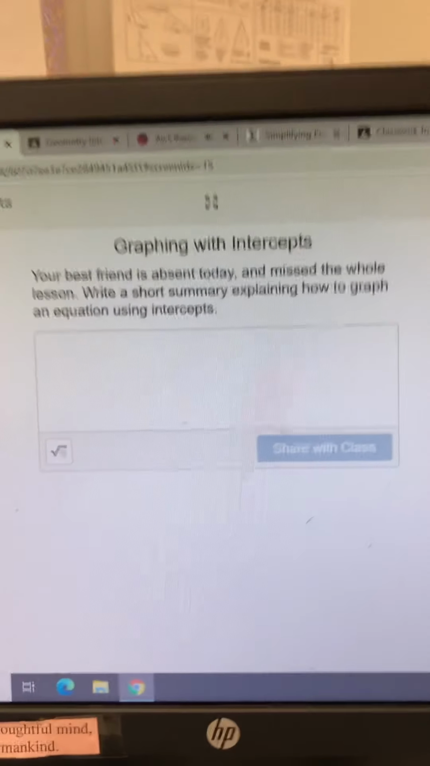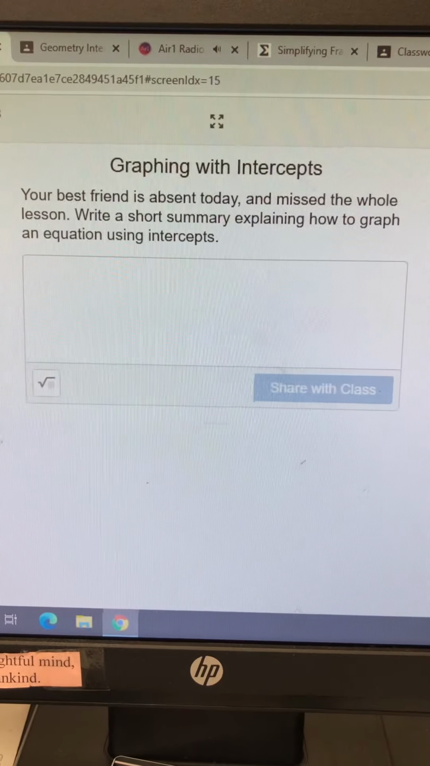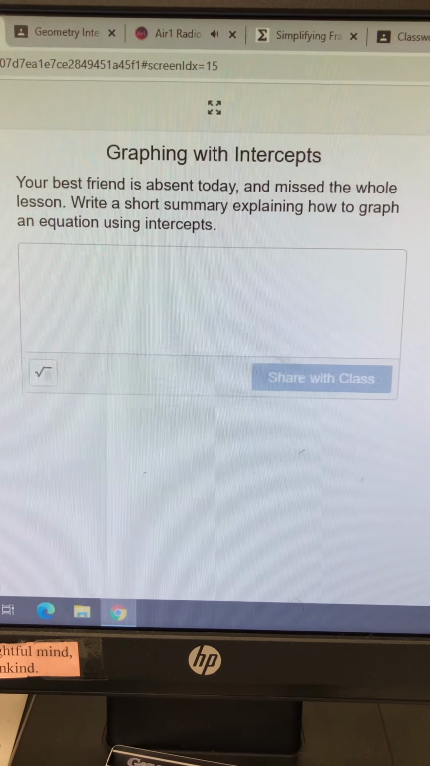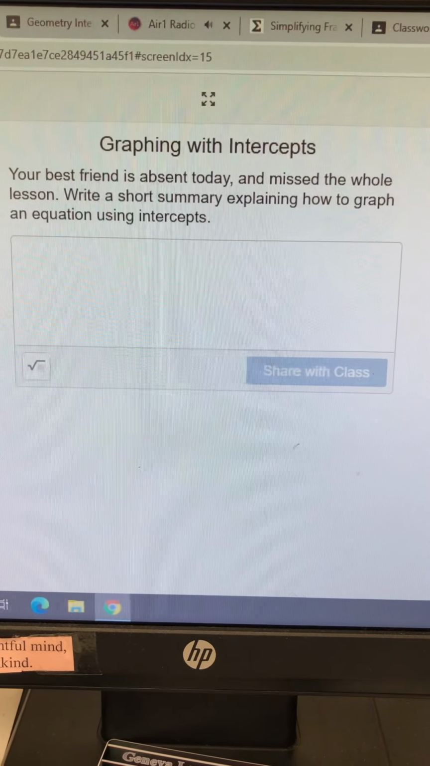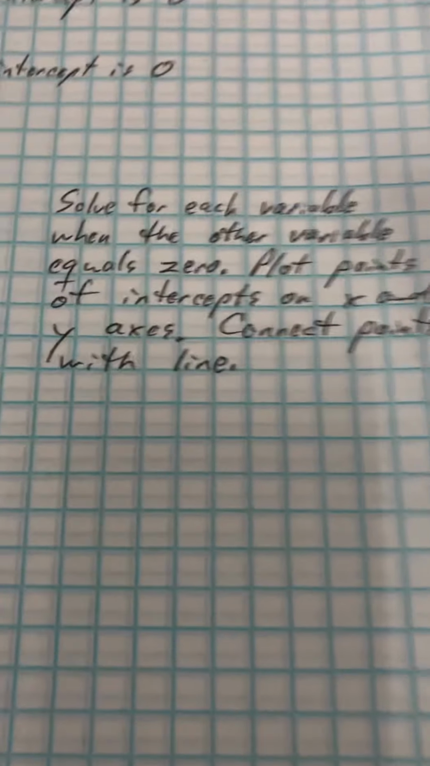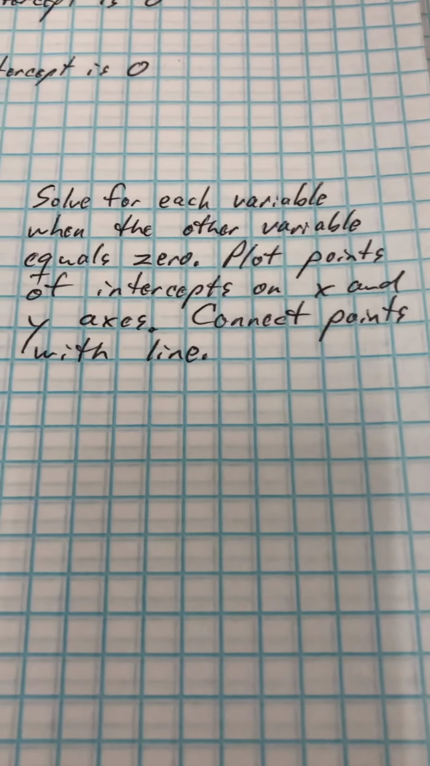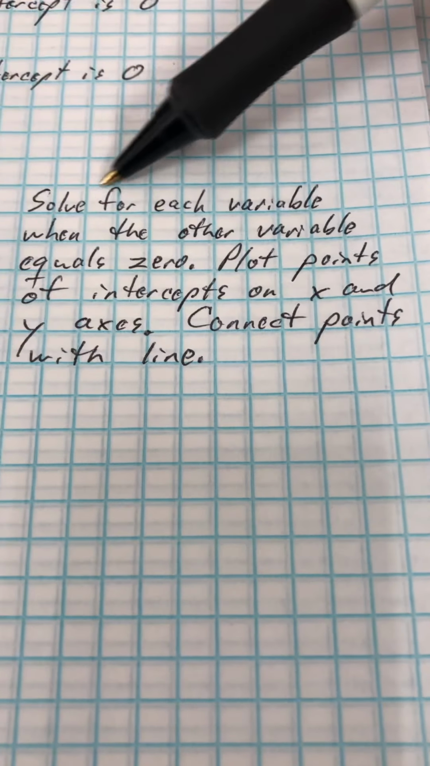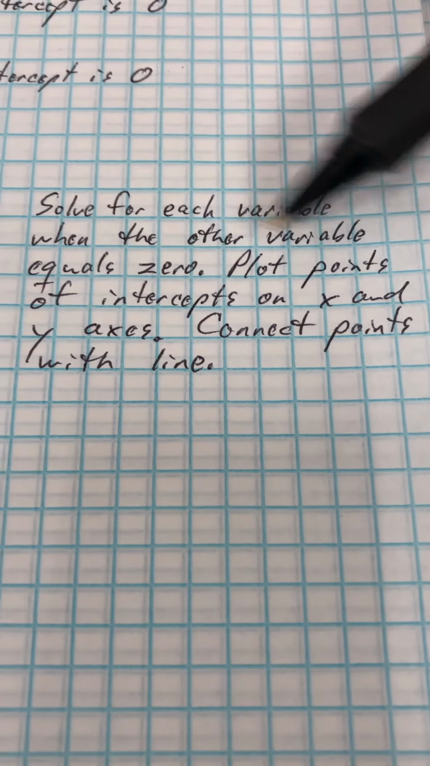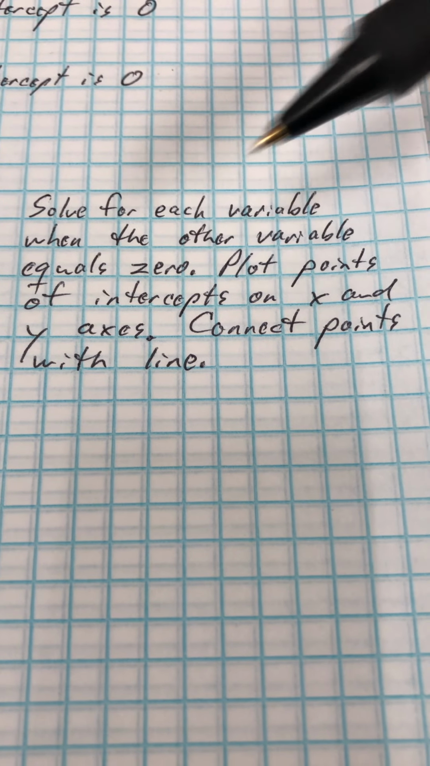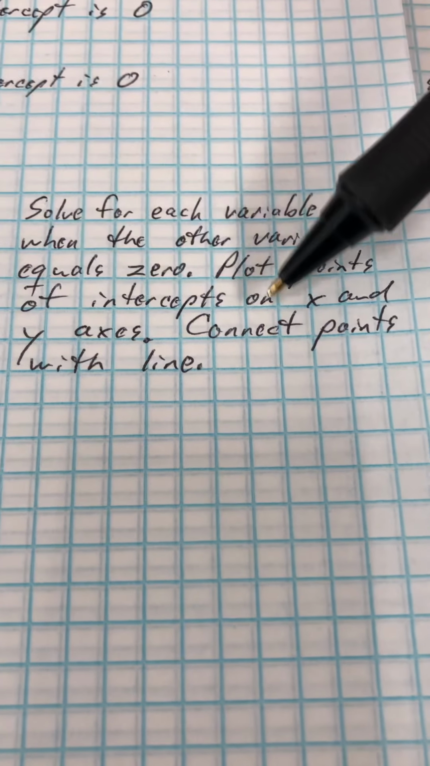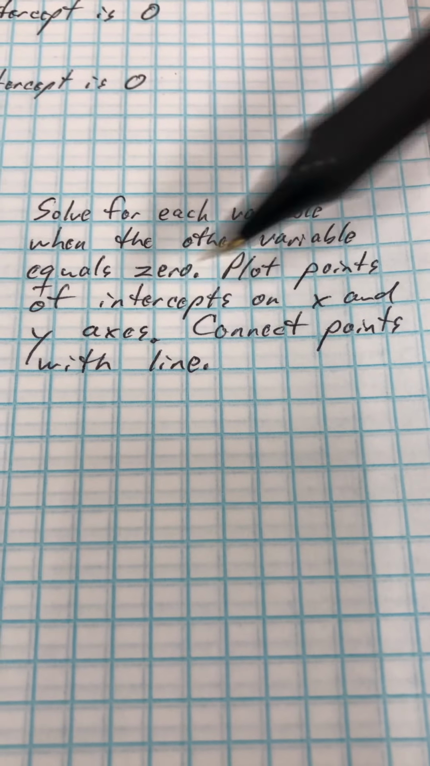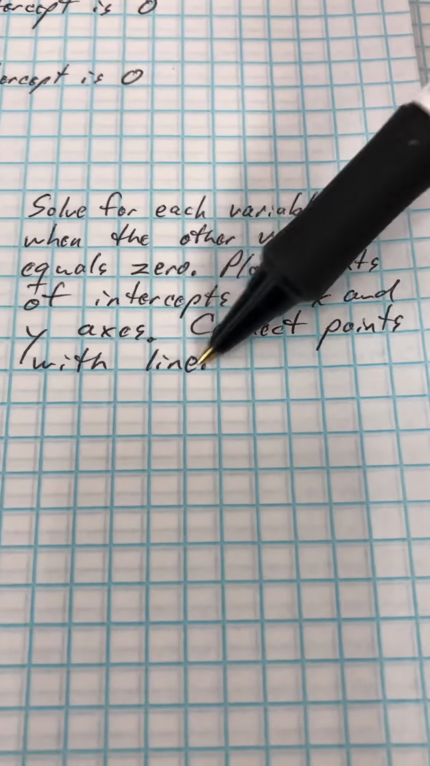And then lastly, your best friend is absent today and missing the whole lesson. Write a short summary explaining how to graph an equation using intercepts. Some ideas. You could write this down exactly, or you could just change it up and use your own words. But you solve for each variable when the other variable equals 0. And then you plot the points of the intercepts on the x and y axes. And then you connect points with a line.